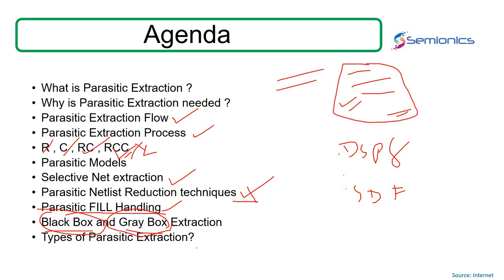Along with that, you would have different types of extractions. You would have a flat extraction, a gate level extraction, a hierarchical extraction, a hybrid extraction, a mixed mode extraction, and probably ADMS extraction. What I'm trying to convey here is, for different kinds of designs, for different kinds of modules, you have a specific type of parasitic extraction to be done.